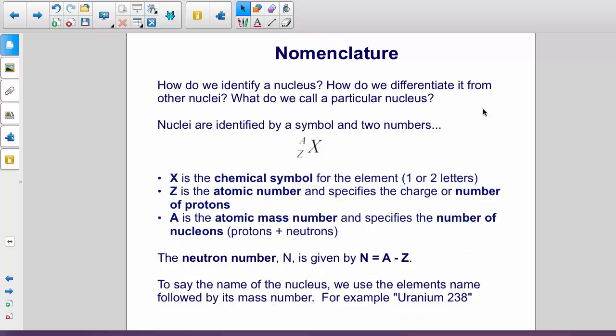Nuclear nomenclature. How do we identify a nucleus? How do we differentiate it from other nuclei? And what do we call a particular nucleus? Nuclei are identified by a symbol and 2 numbers, just as shown below.